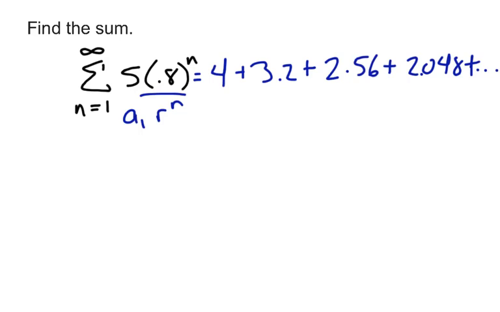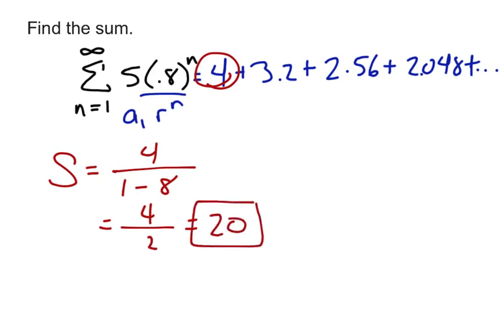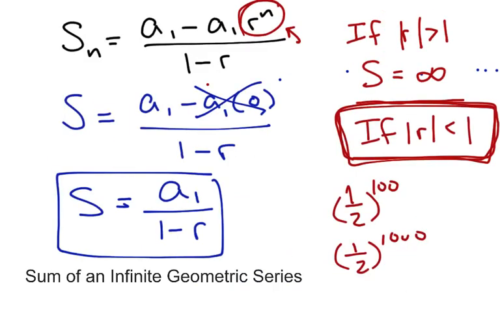So we can go ahead and find the sum of this series by starting with our first number, which is 4, over 1 minus the common ratio, which we said is 0.8. So just a little bit of arithmetic. 4 divided by 0.2 is 20. And that's how we find the sum of an infinite series. Remembering our formula right here. And then using it.